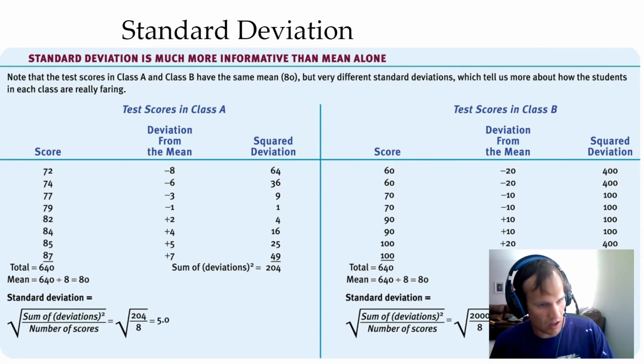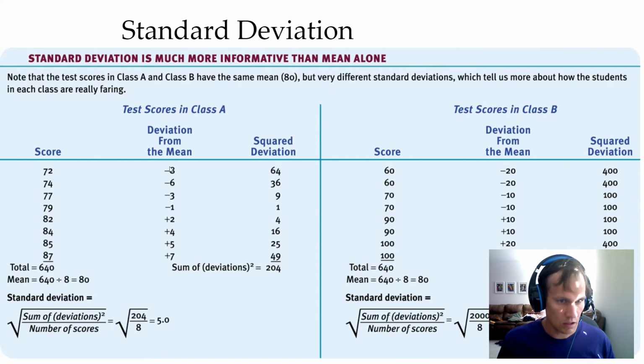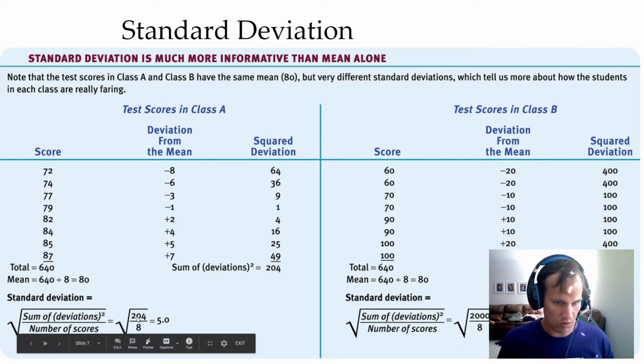So you take the sum of all the deviations, squared. To get the deviations, you have your scores, you find the mean, and see how far each one is away from the mean. You square it, so the sum of deviations squared, is what you put here. So 204, divided by 8, which is the number of scores, and then you take the square root of the whole thing, and it's 5.